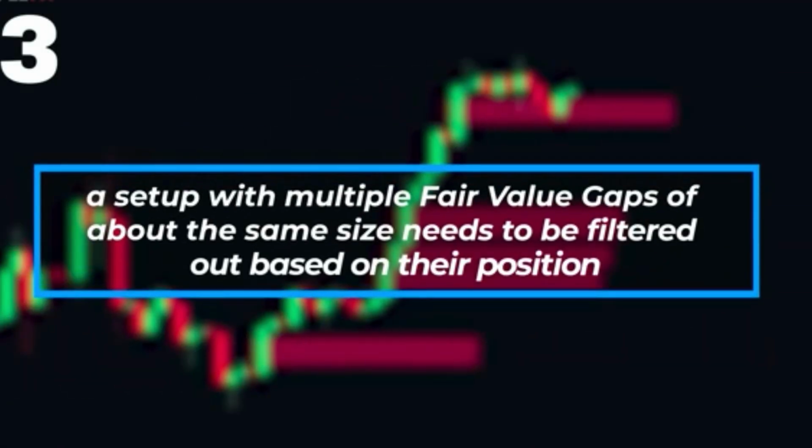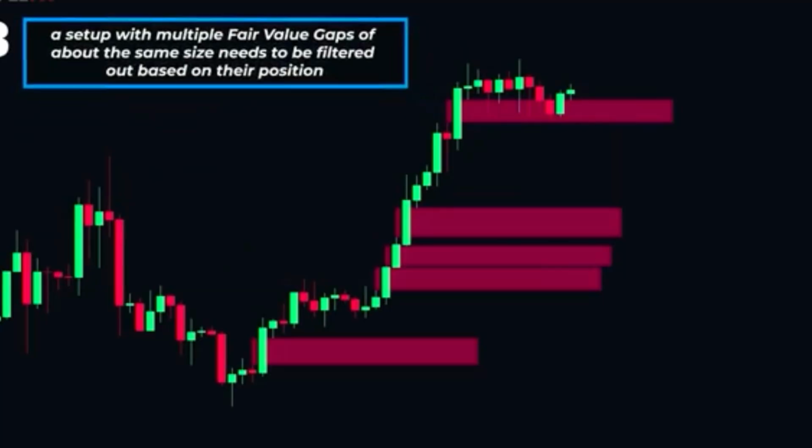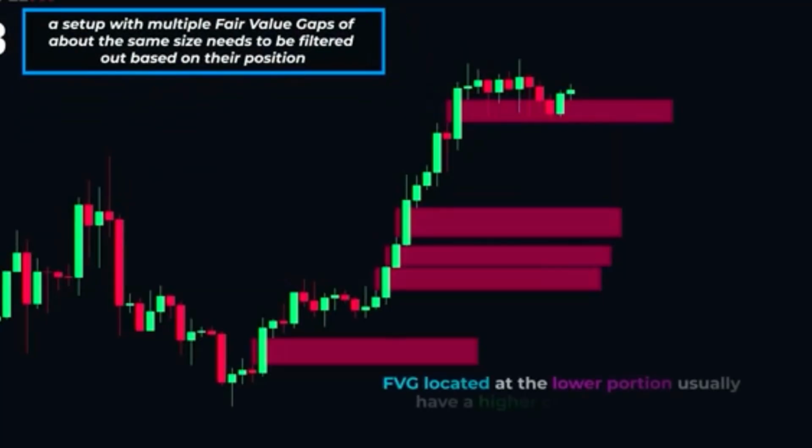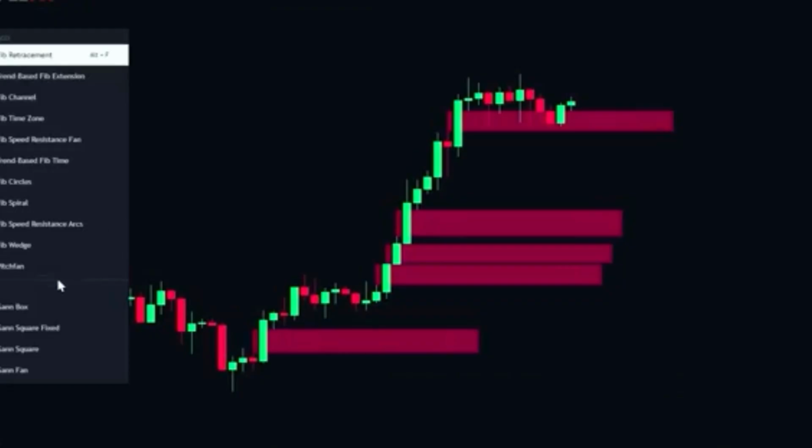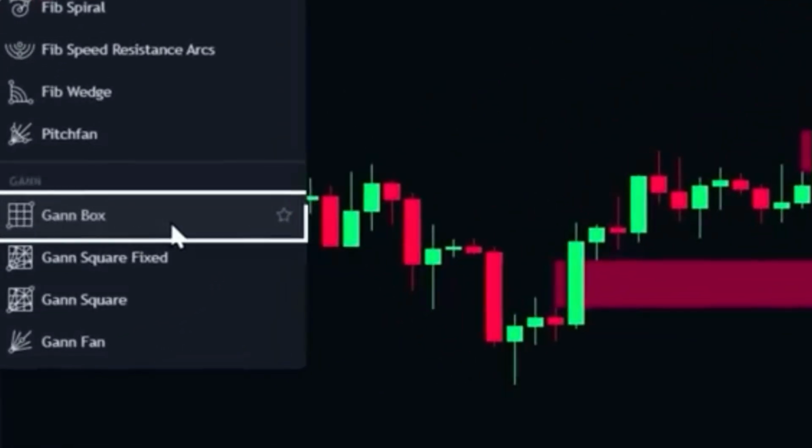Moving on to number 3. If you found a setup with multiple fair value gaps that are about the same size, and none stand out as significantly larger, you'll need to filter them out based on their position. The ones you use are the fair value gaps located in the lower portion of the move, which usually has a higher chance of working. But to do this more precisely, you'll need a tool. On a charting platform like TradingView, you can use the Gambox tool.